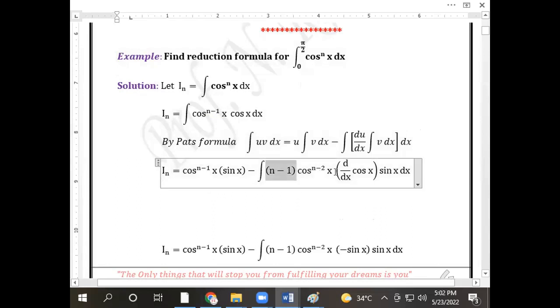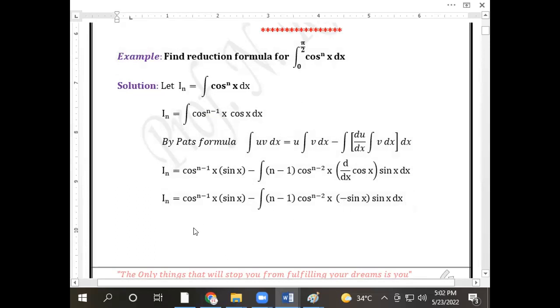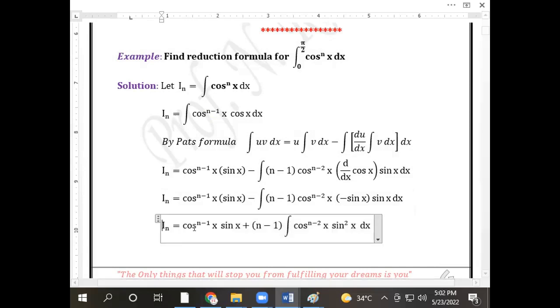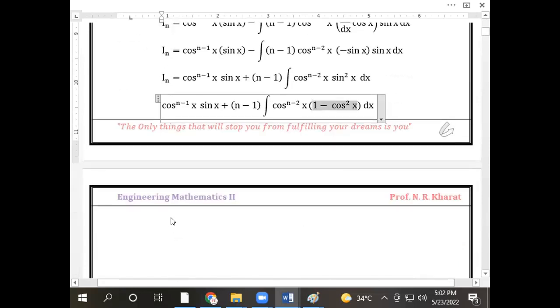This is the derivative, and the integration of cos is sin x. Again, sine becomes sine square minus n outside the integration. So I_n becomes cos raised to n minus 1 x sin x, minus becomes plus, cos raised to n minus 2 x sin square. Again, we have to replace the value for sin square, which is nothing but 1 minus cos square x. We replace it here, and similarly multiply cos raised to n minus 2 into the inner bracket.